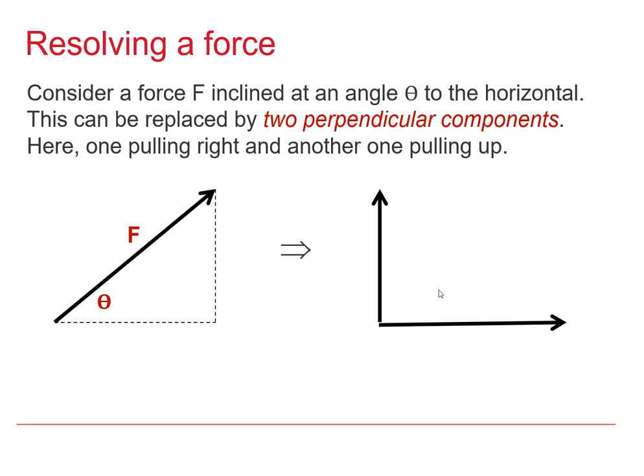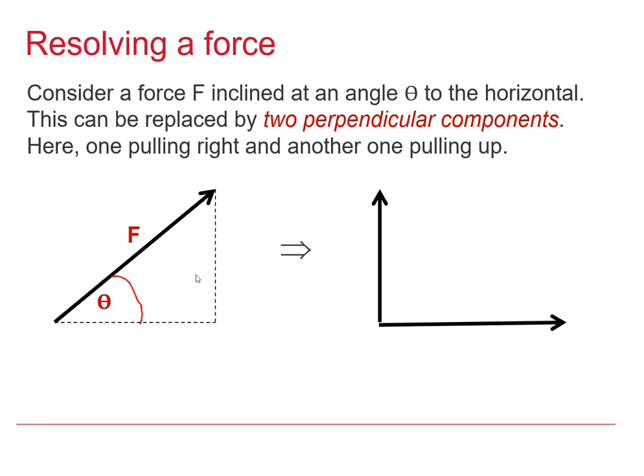So this force here, we can think of this as being two separate forces added together, one which is acting horizontally and one which is acting vertically. And when we resolve the forces, essentially what we're doing is we're working out what these components are, what the sizes are of these two separate forces which would add together to make the overall force. Now, in order to do that, we're going to use trigonometry.